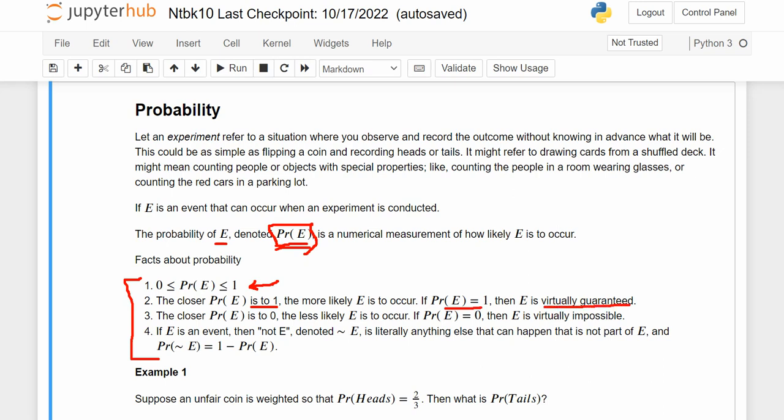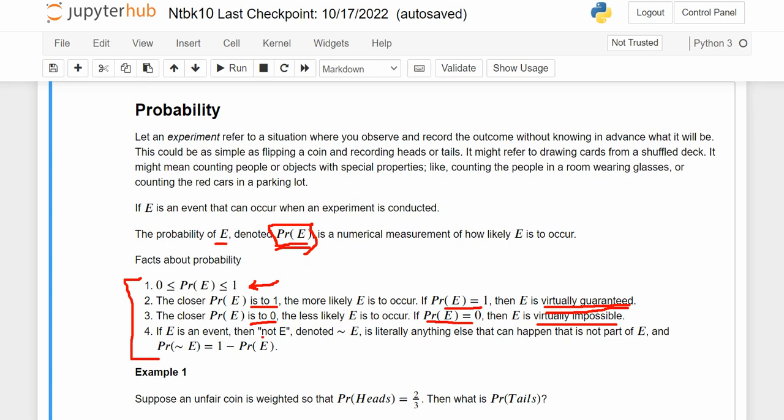Theoretically it's really hard to have a probability of exactly 1, but if we have something really close to a probability of 1, then that outcome is virtually guaranteed. And also the same for 0. If we have a probability that's very close to 0, then the event E is virtually impossible. So that makes sense. What does 0 and 1 mean in terms of probability? 0% chance of something happening, 100% chance of something happening, either virtually impossible or virtually guaranteed.